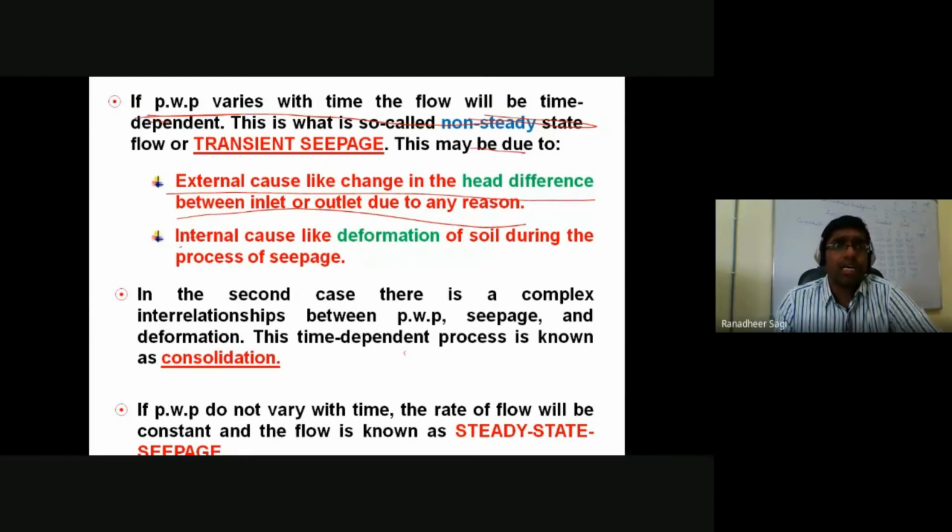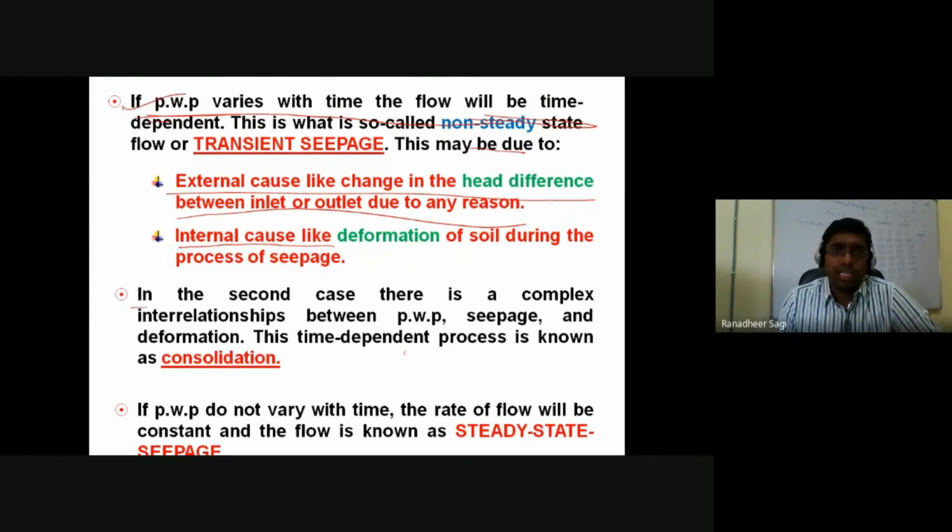The other reason you might come across non-steady state flow is whenever there is an internal deformation happening in the soil during the process of seepage. Whenever seepage is taking place through the interconnected void path, if the volume of the soil is changing, if compression or deformation is taking place in the soil, then also pore water pressure is not going to be constant with time. In such a case, the corresponding flow through the interconnected void path is to be called a non-steady state condition. This is one case.